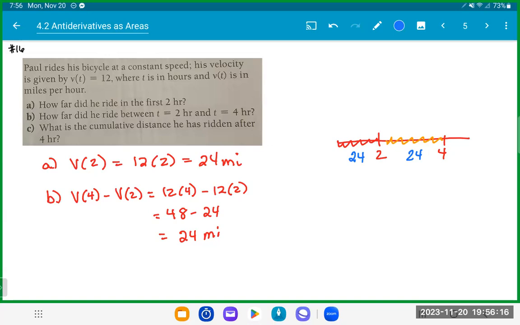Finally, what is the cumulative distance he has ridden after 4 hours? So in that case, if we want to know what the cumulative distance is, that's just 24 plus 24, which is equal to 48. And that would be our cumulative distance. The 24 plus 24 equals 48 miles. Okay. So he rode 48 miles in that 4-hour window.